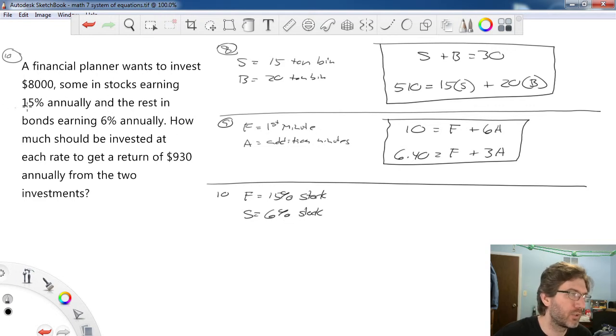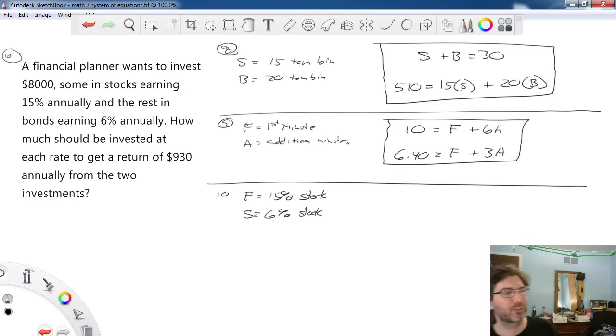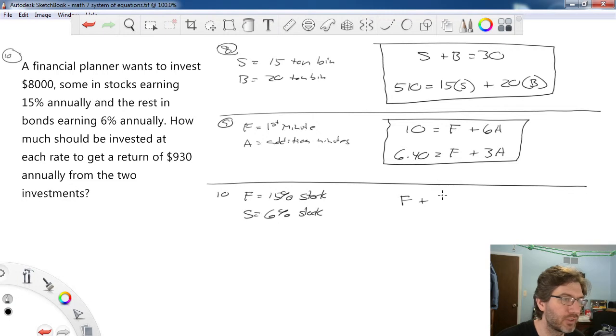Now your percentages, right away you should be turning into decimals, because we don't work with percents, if you remember from chapters before. But you know that the amount of F stock plus the amount of S stock has to equal a total of $8,000. So however many F stocks you buy plus however many S stocks you buy have to equal $8,000.